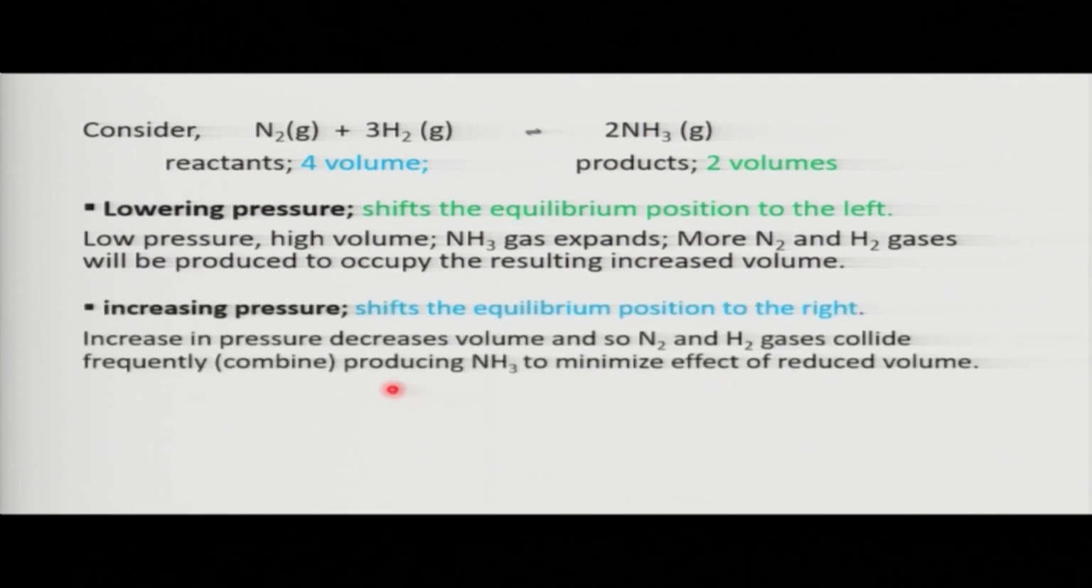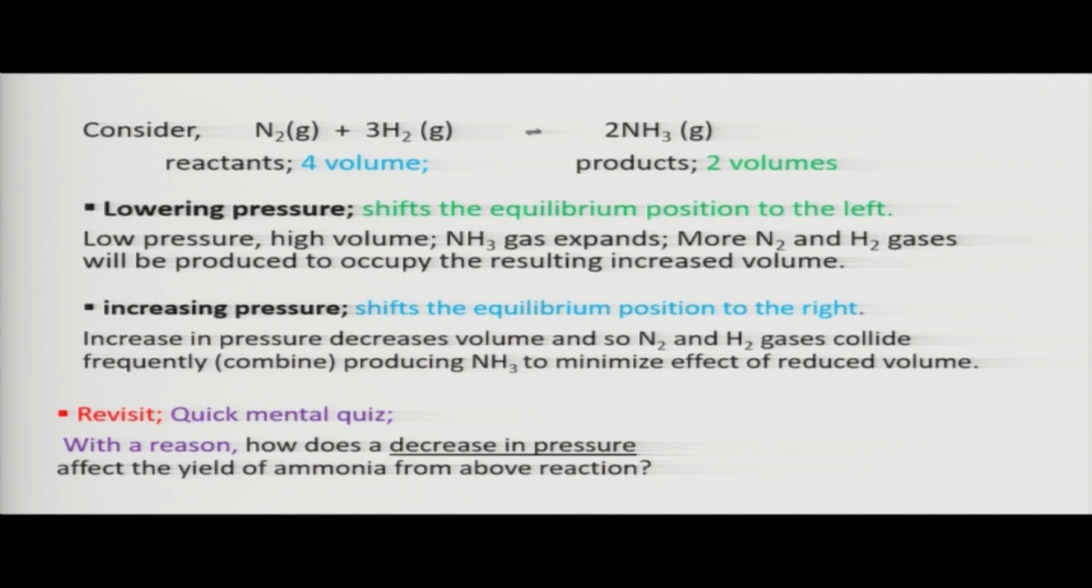Similarly, when you increase pressure, you favor the forward reaction. So equilibrium moves to the right. More of ammonia will be produced to minimize the effect as the volume decreases. And this takes me finally to our last part. The quick mental work, the yield of ammonia will decrease. I think at this moment it is clearly indicated. You can really explain it.